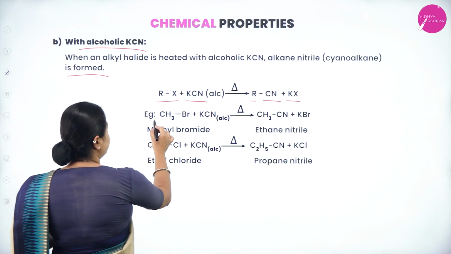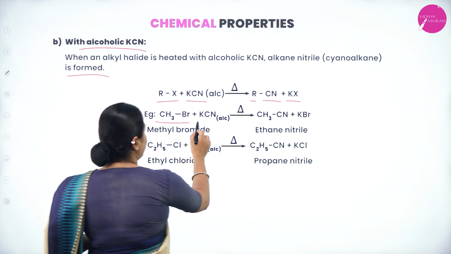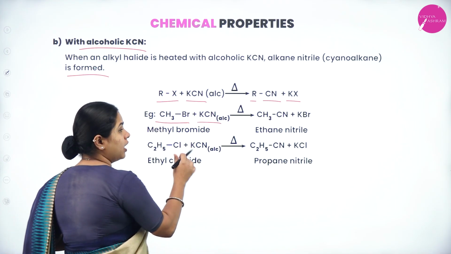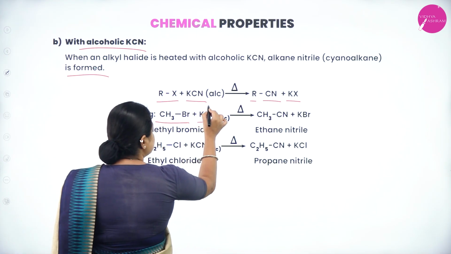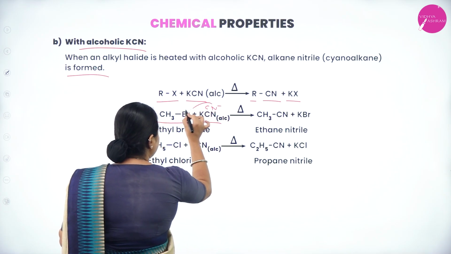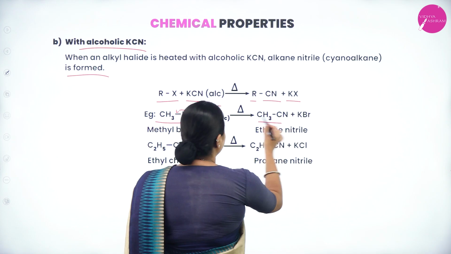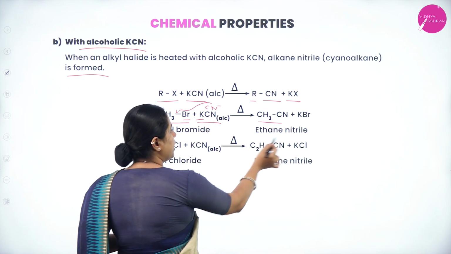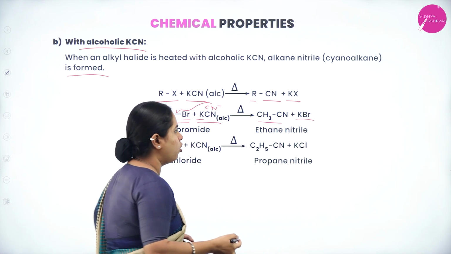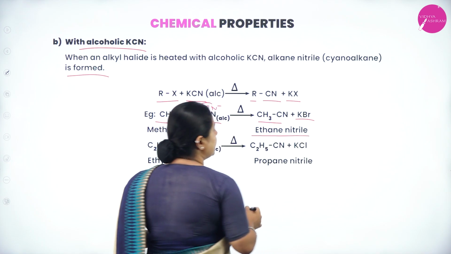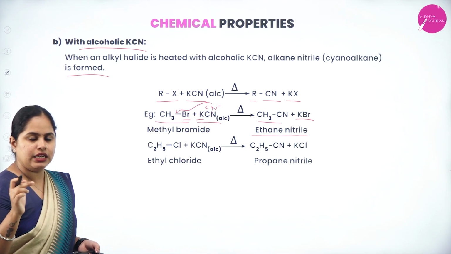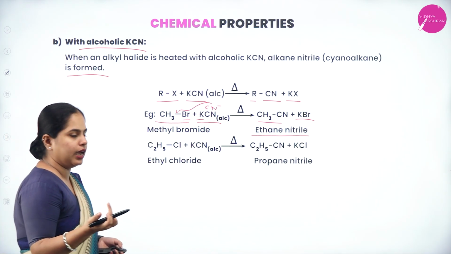For example, we have taken methyl bromide, which reacts with KCN. What happens? Which is the nucleophile here? It is CN minus. So CN minus will attach to the carbon atom. You will get CH3CN, and what else is left behind? K and Br, which will form KBr, potassium bromide. This is called ethane nitrile. If it is CN, it is called nitrile, ethane nitrile.